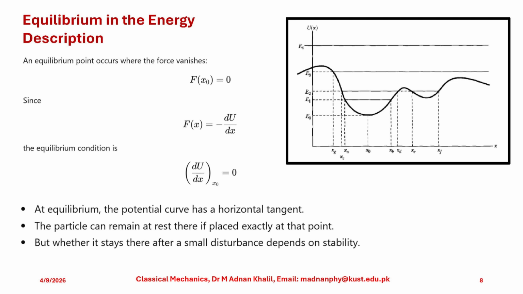Now from the figure one can say that any local maximum or local minimum of the potential corresponds to equilibrium, because at both locations the tangent is horizontal. But not every equilibrium is stable, meaning what happens after a small disturbance depends on stability, which we will study on the next slide.